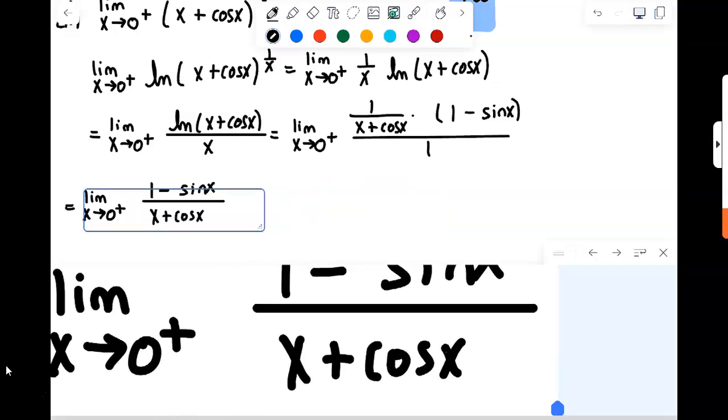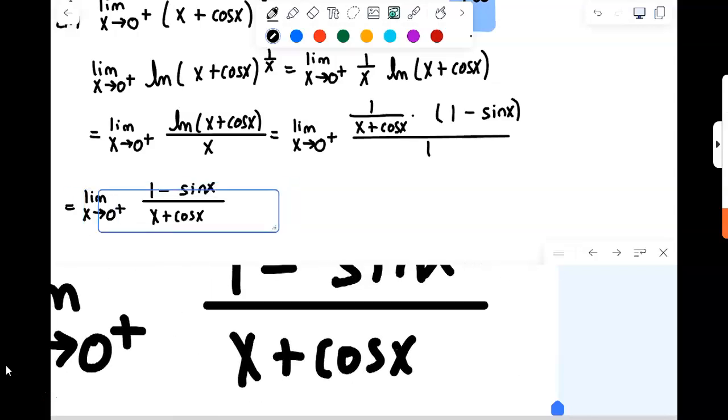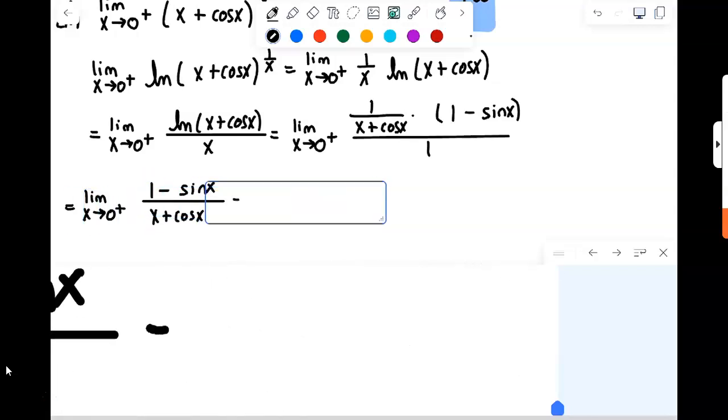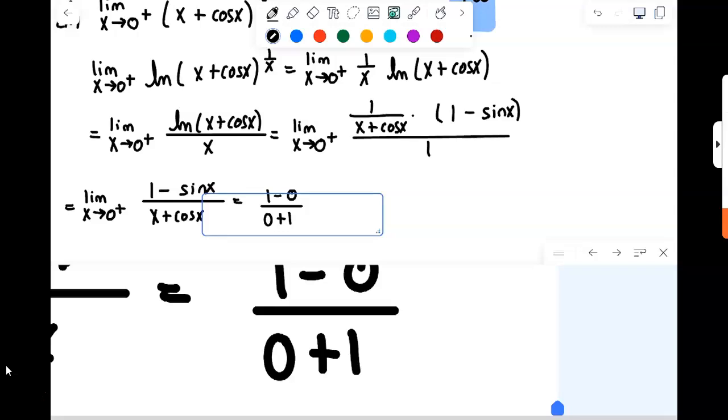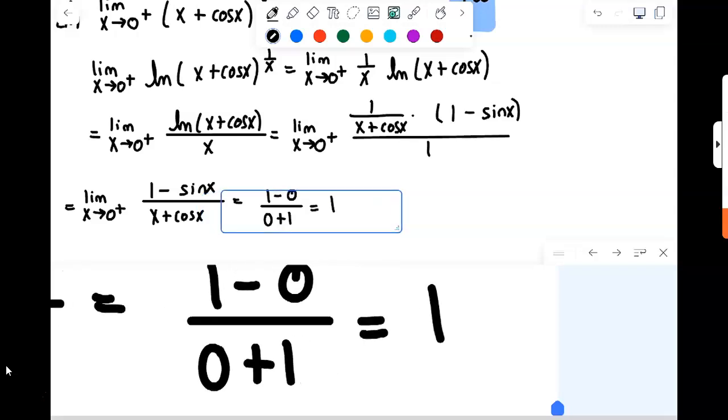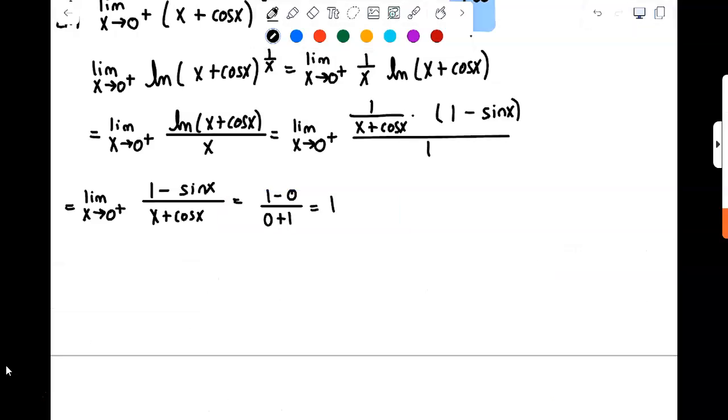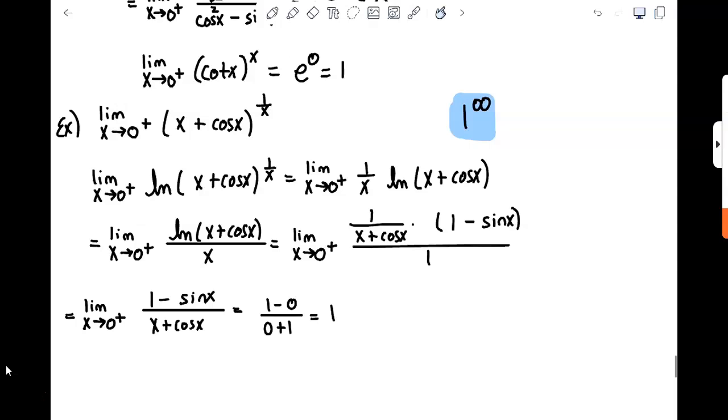Now as we observe this, we notice that there is no issue with what's left. We can actually just let x become 0, because the top would be just 1 minus 0. The bottom would just be 0 plus 1. And so the whole thing is just 1. Okay, so this one actually worked out pretty smoothly. We only had to use L'Hopital's rule the one time.